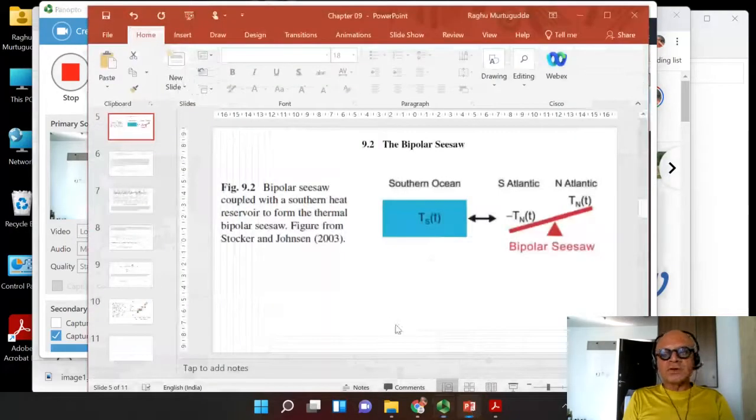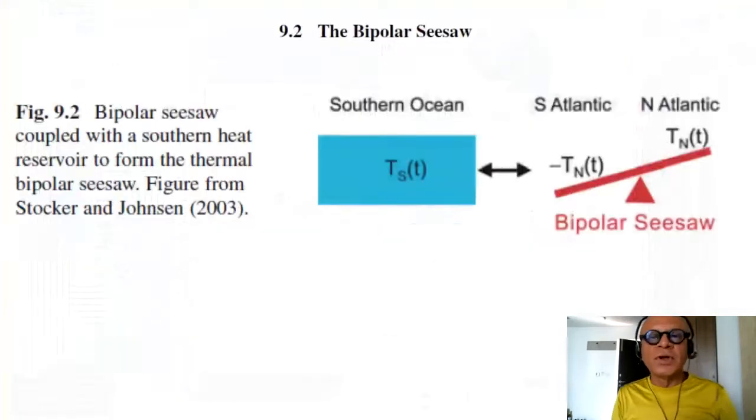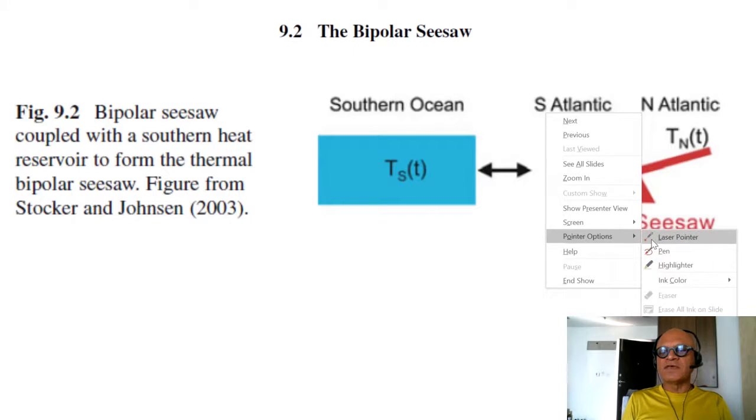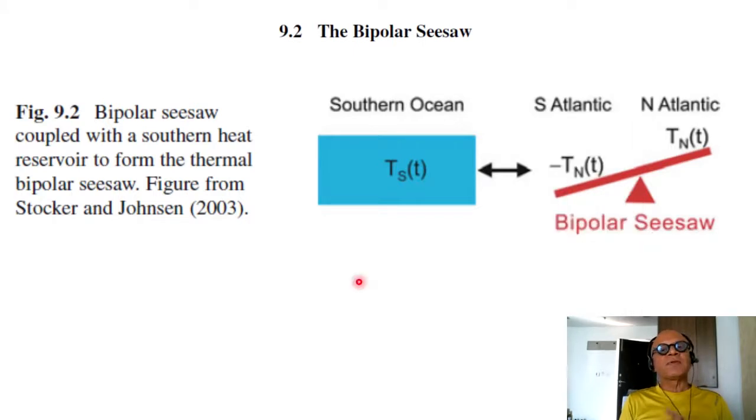So let's take a closer look at one of the millennial timescale processes that's been looked at quite extensively, just to see the processes and the time scales. The bipolar seesaw is a good example of abrupt climate changes, and not everything is understood, but a lot of work has been done. So the bipolar seesaw, coupled with the Southern Ocean heat reservoir, forms the thermal bipolar seesaw. This is from Tom Stocker's own work.